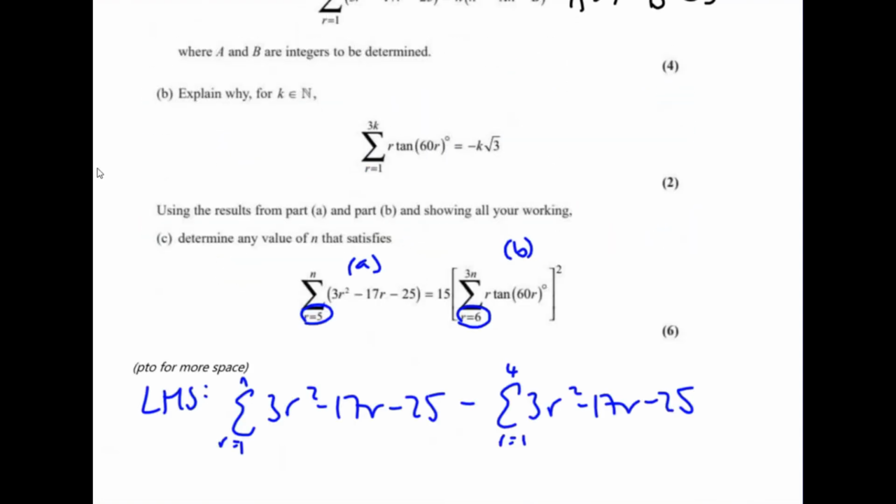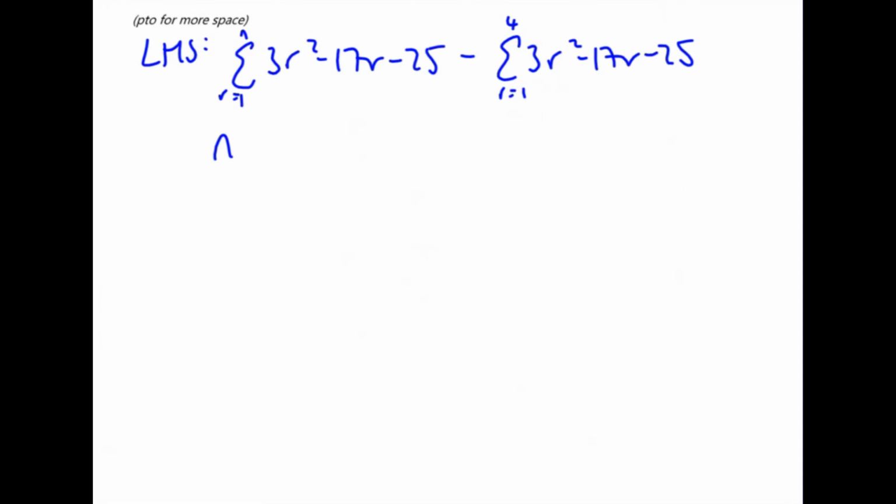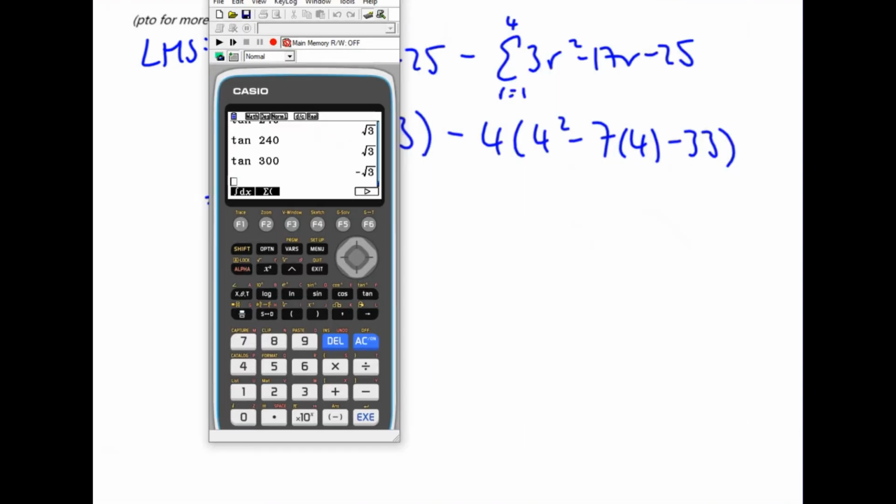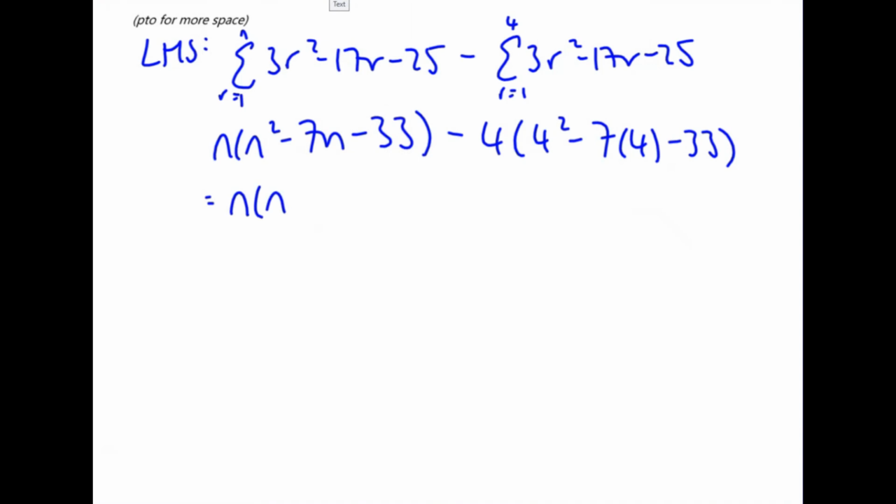So if we take our result from before, which was n squared minus 7n minus 33, and then we substitute 4 into there, the left-hand side, if we evaluate this, gives minus 1. Dividing that bracket gives you minus 180. We've got minus that, so plus 1. I'm going to leave that.